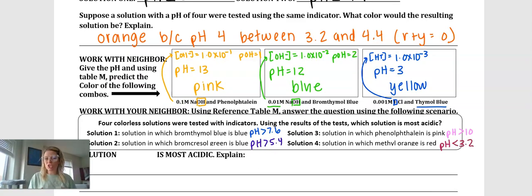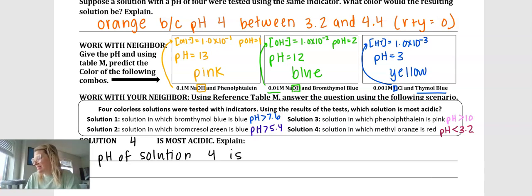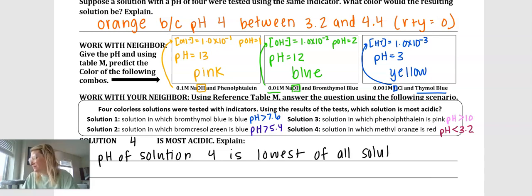So of these 4, which solution is most acidic? Well, remember, the more H plus there is, the more acidic it is. So the lower the pH, the more acidic. So solution 4 is most acidic, okay? And we can explain that very simply by saying that the pH of solution 4 is lowest of all solutions. Okay? All right, just a couple more questions and then we will be set with indicators.